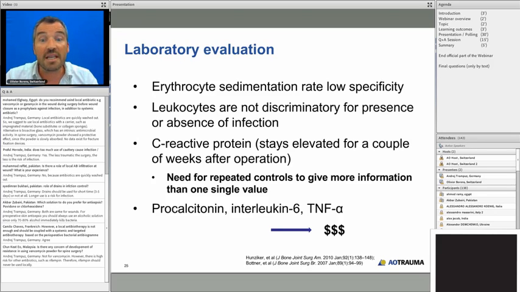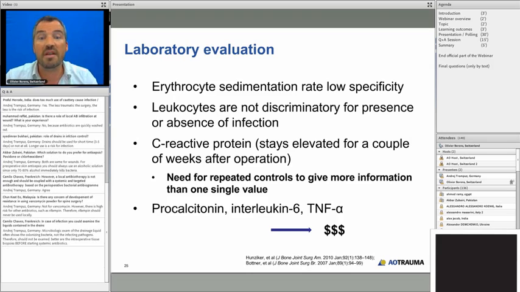is the CRP. The CRP, although it stays elevated for a couple of days to weeks after the operation, gives us a very good way of knowing whether there's an infection, especially if you look at the evolution, at the kinetics of the CRP. If the CRP is elevated after the operation, but we see that it's always going down a little bit, we can be rather sure that there is no infection.